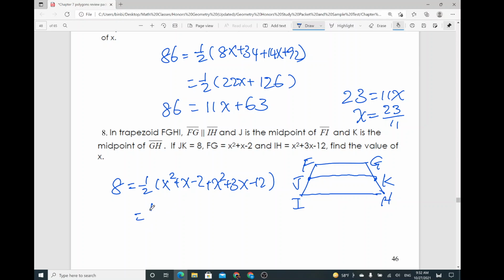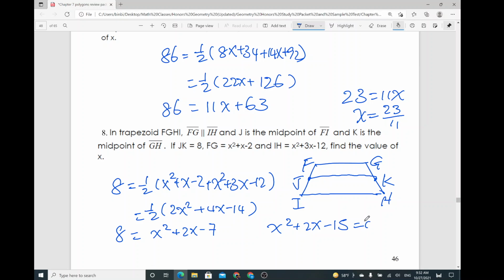Again, similar to what we did. 2x squared, x plus 3x is 4x, negative 2 minus 12 is negative 14. Divided by 2 for each term, we got x squared plus 2x minus 7 equals 8. Bring everything to one side, so we got x squared plus 2x minus 15 equals 0. Then solve for x: x plus 5 and x minus 3 equals 0. So x equals negative 5 and x equals 3.